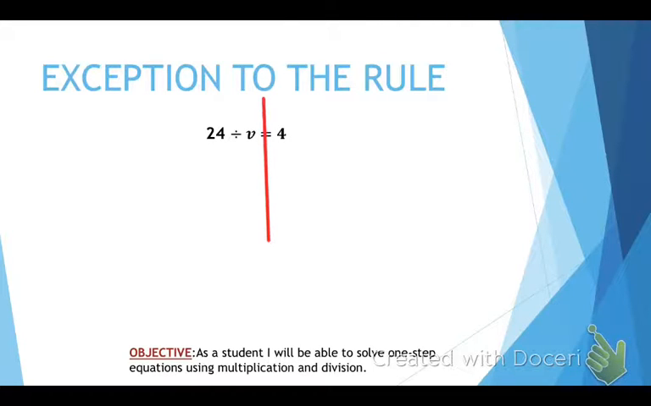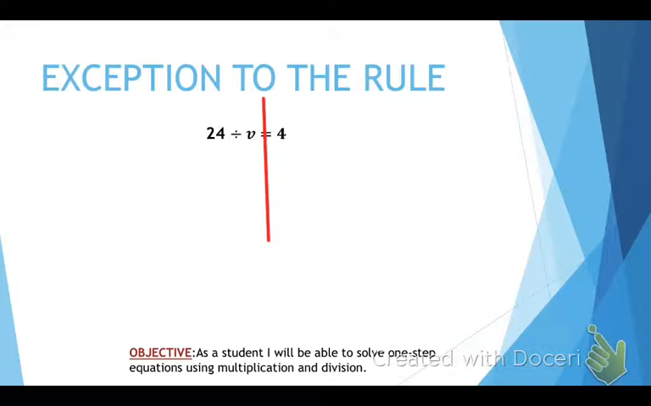Sometimes what you have is, if you look right here, you have the variable after your number when we divide. Okay, this only happens when you divide, and it only happens when the variable comes second. Unfortunately, we're not dividing by 24, we're dividing by v. And that makes it really difficult, because if you divide by v, that 24 is just by itself.